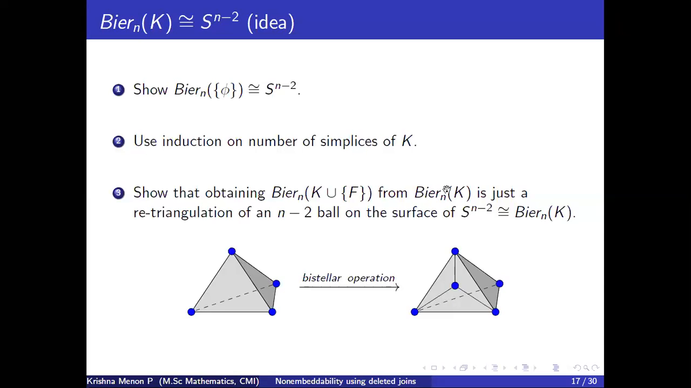And then you can show that if I'm getting this simplicial complex by adding F to K, then what I'm essentially doing on the Bier spheres is that I'm retriangulating a ball on the sphere associated to Bier(n,K). So some operation like this will be Bier(n,K), and then I'm retriangulating this ball on the surface of the sphere. And if you retriangulate a ball on the surface of the sphere, what you have left is still a sphere, right? So that's how you will prove this theorem using induction. And such operations where you retriangulate a ball on a sphere is called a bistellar operation.